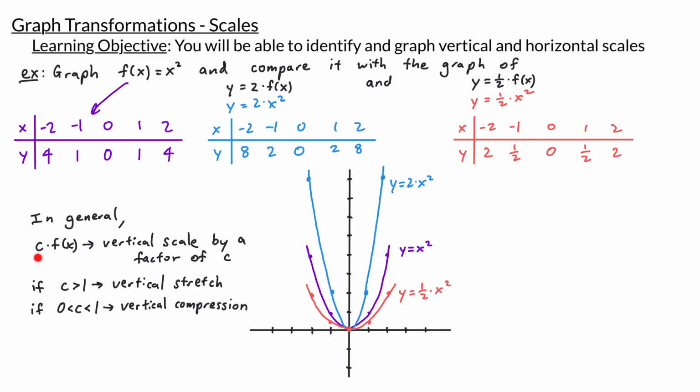If we have some number c times our function, what we're doing is a vertical scale by a factor of c, which means that we want to take all of our points from our original graph and multiply the y coordinates by c. Now, if our c value is greater than 1, it means we're stretching our graph vertically. And if the c value is between 0 and 1, then we're compressing our graph vertically.